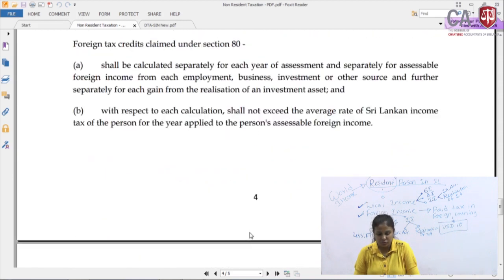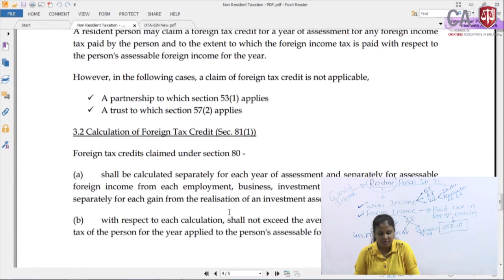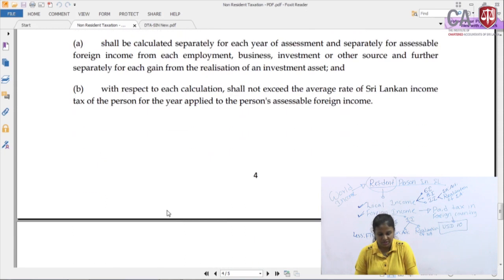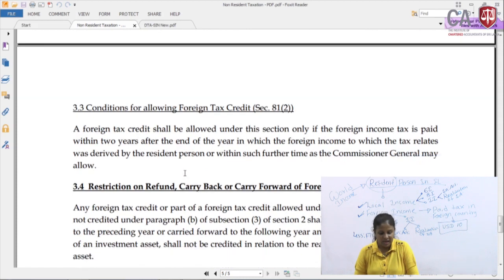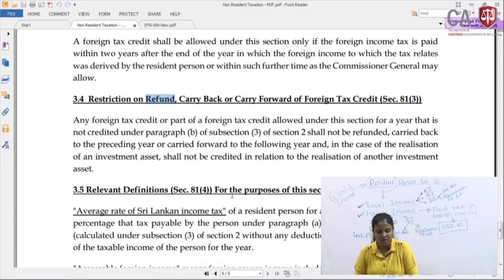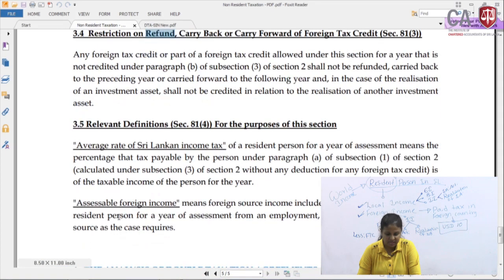Clear? Now you know how to claim the foreign tax credit, the calculation part, and what the conditions are, in which condition you can claim and deduct the foreign tax credit, and the restriction on foreign tax credit which is not claimed, the restriction on refund, carry back or carry forward. It is not allowed. Okay. Then in the definitions, we have looked into what this average rate of Sri Lankan income tax is.